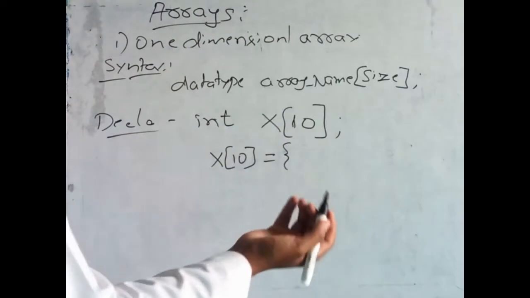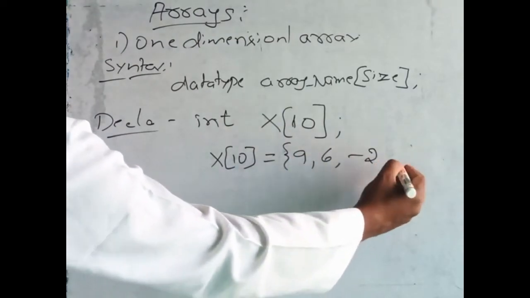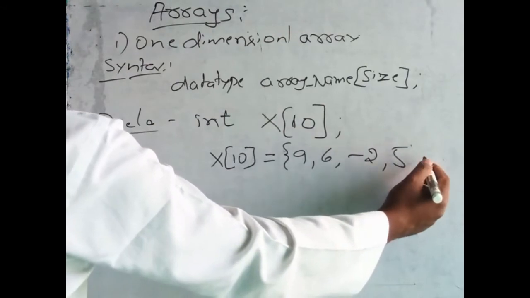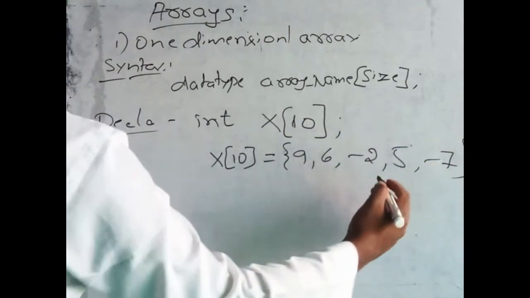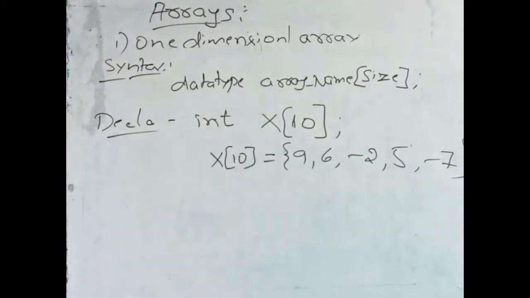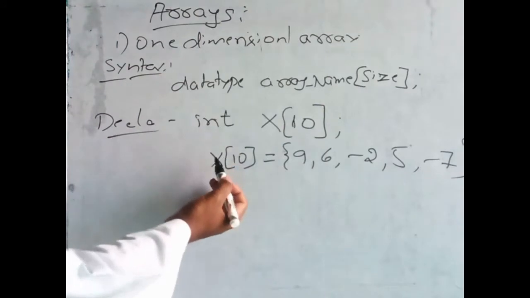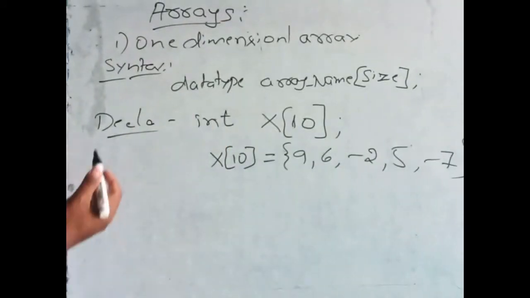brackets. I am giving 9, 6, minus 2, 5, minus 7, like that. This is one array which contains 1, 2, 3, 4, 5 elements. 5 elements are there in this array, but it can contain a maximum of 10 only. This is declaration, this is initialization.